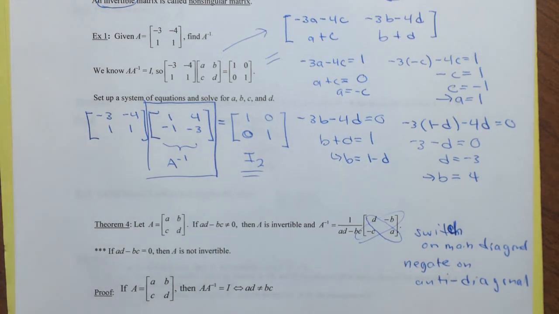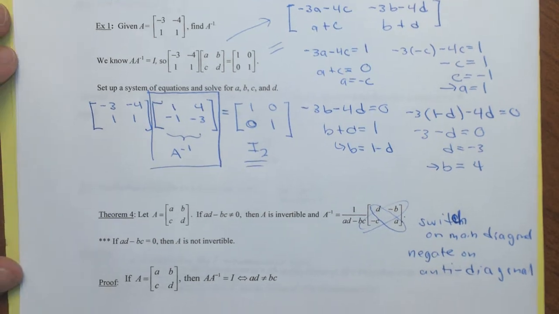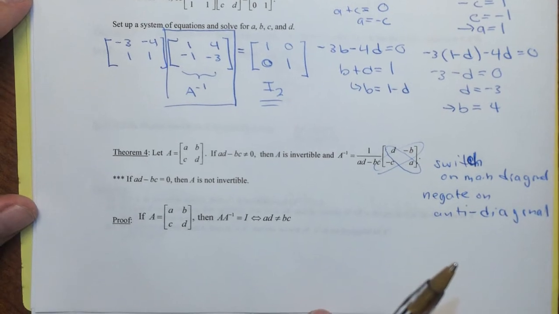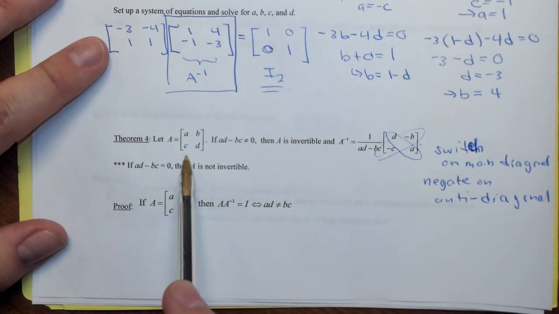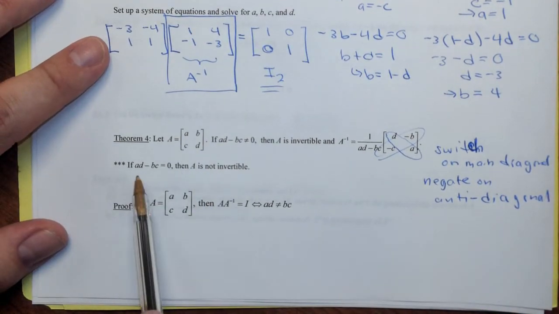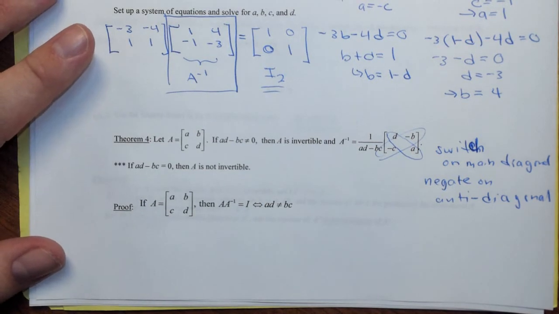and negate. If AD minus BC is equal to 0, then that is sufficient to say that A is not invertible. So it's sufficient and necessary. A is only invertible if AD minus BC is not equal to 0.